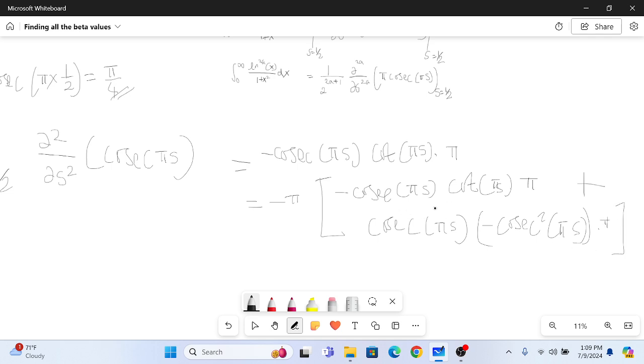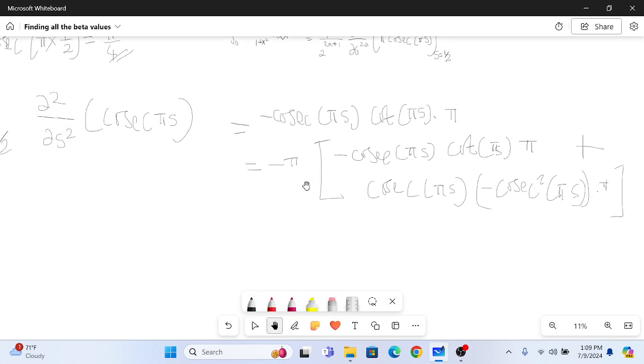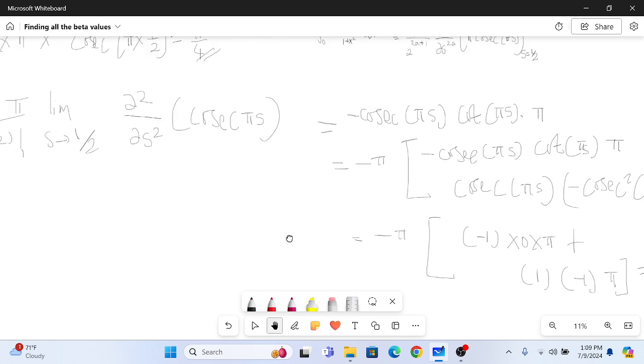Okay, good. Now substitute s as 1 by 2. This is our second derivative. So we get minus pi, and this will just be minus 1, and cot pi by 2 is actually 0, so that goes to 0 into pi. Yes, plus. Now cosec pi by 2 is again just 1. Yes, that will just be 1, and over here again cosec square pi s will also just be minus 1 now, and then pi. So this actually just gives us minus pi times minus pi, which is pi square. Okay, pi square looks good. Now this is just pi square.